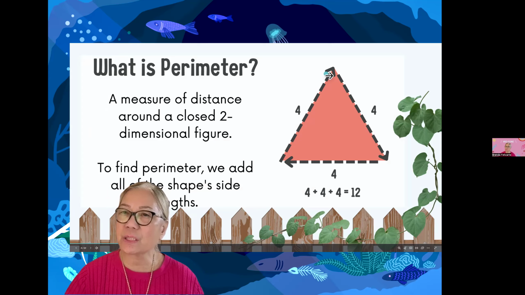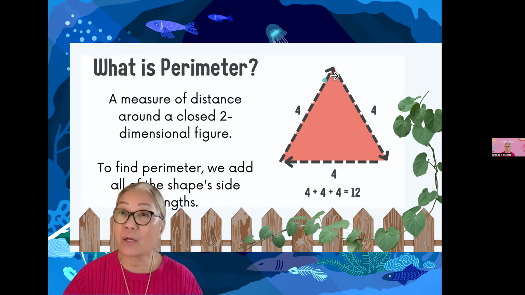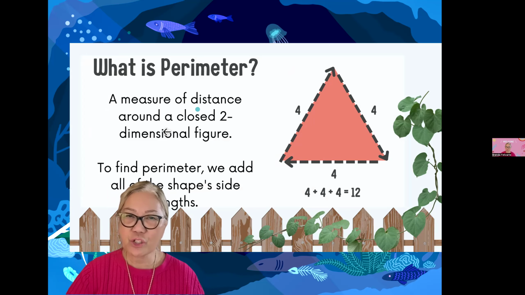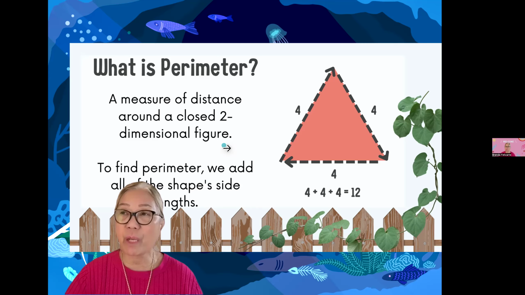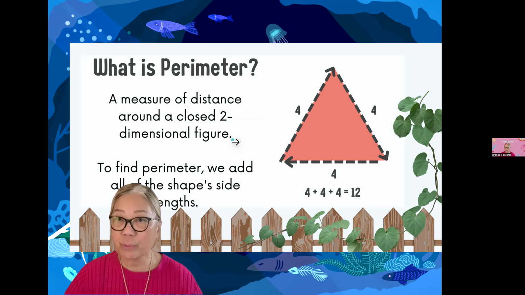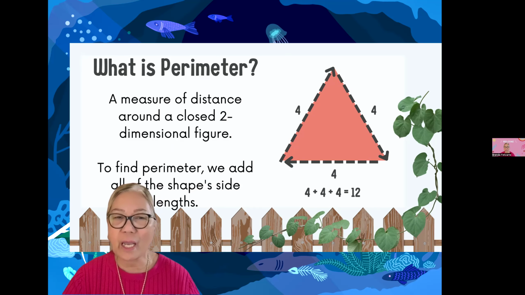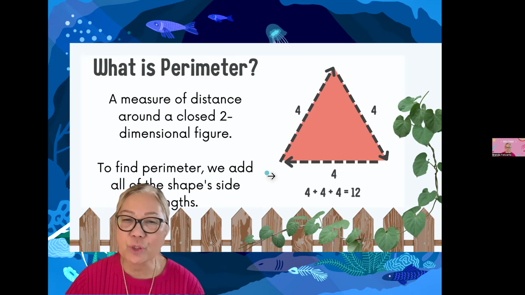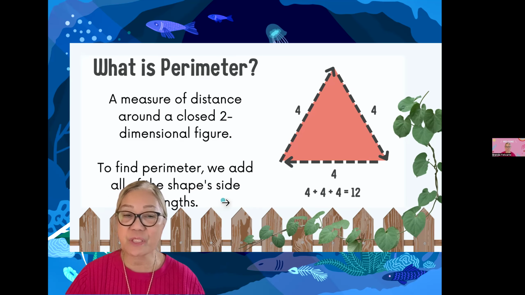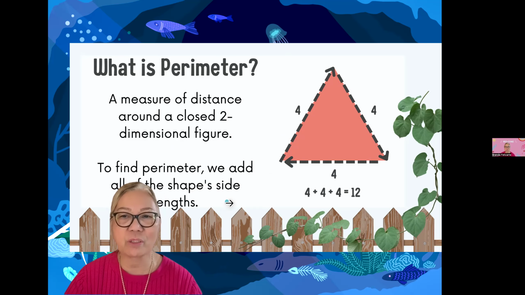Perimeter is the distance around the object, or the polygon. A measure of distance around a closed two-dimensional figure. Perimeter is the total of the measurements of the sides of any two-dimensional figure. Two-dimensional figures are those with only length and width, no height. And to find the perimeter, we add all of the shape's side lengths.